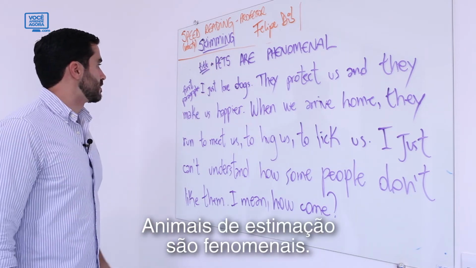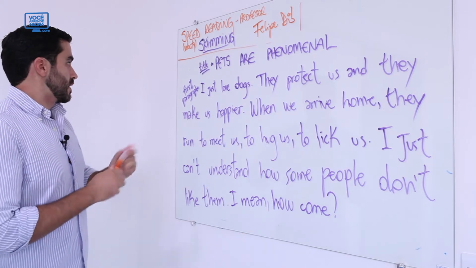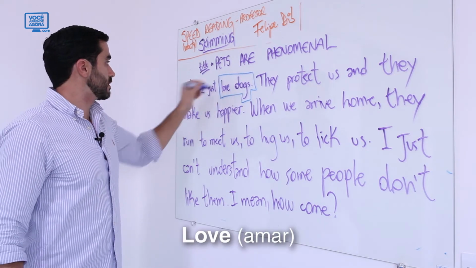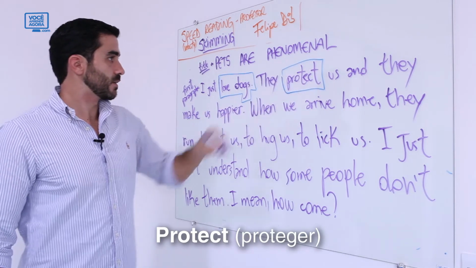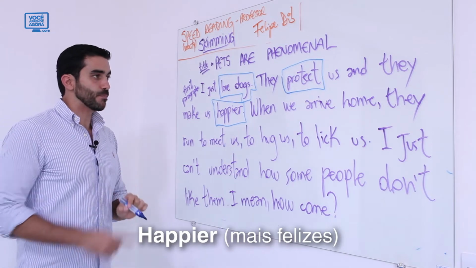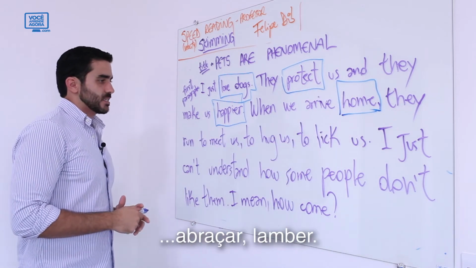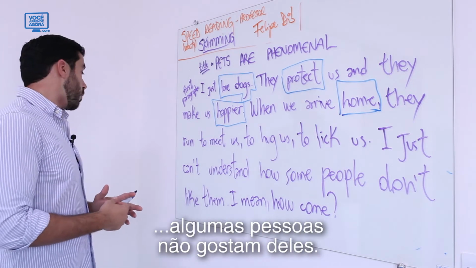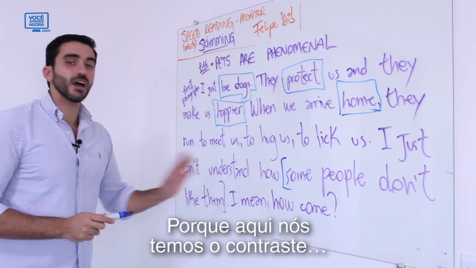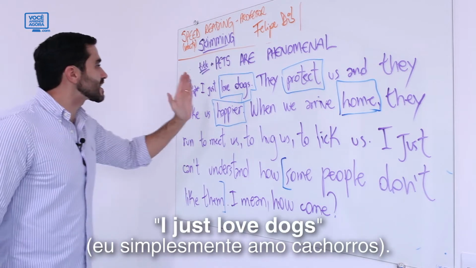Pets are phenomenal. I just love dogs. They protect us and they make us happier. Okay. Let's mark the words that are familiar. Love dogs. Protect. Make us happier. Happier. When we arrive home, they run to meet us, to hug us, to lick us. I just can't understand how some people don't like them. I mean, how come? This part of the text is also important because here we have the contrast of the initial idea.